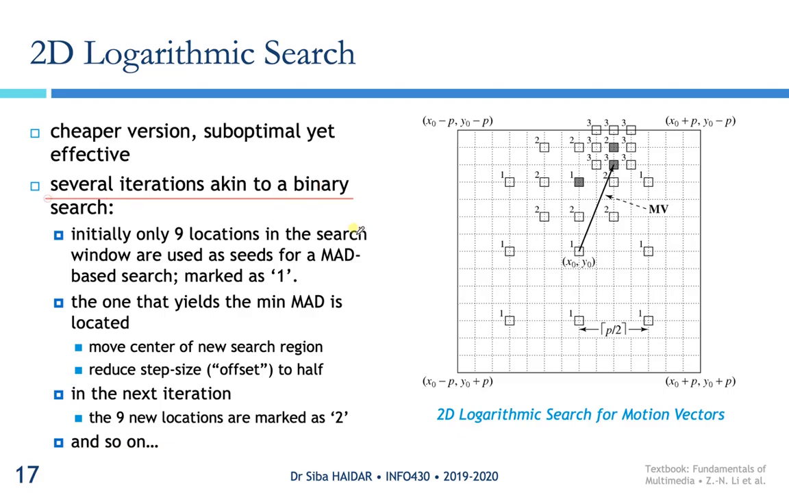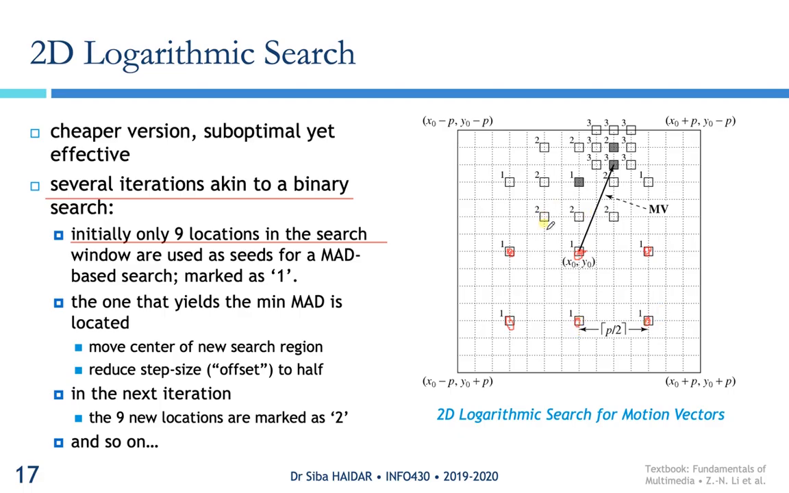So I do several iterations, just like the binary search. I initially cover only 9 locations. Where are those 9 locations? Here, the locations that are marked with 1. So initially, of course, I will search for the macro block in the initial coordinates where it was before, and then I will search for it.